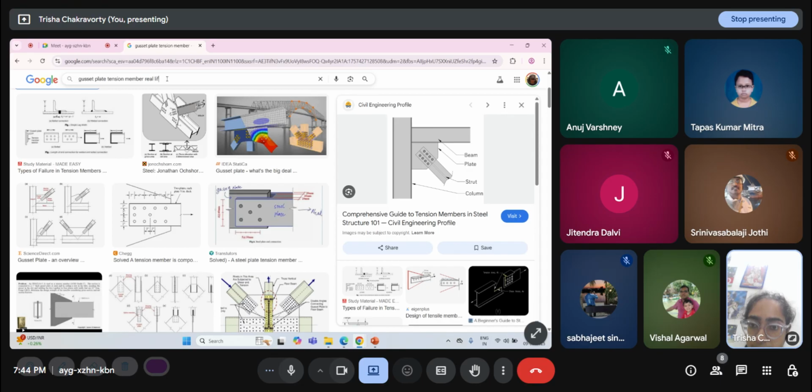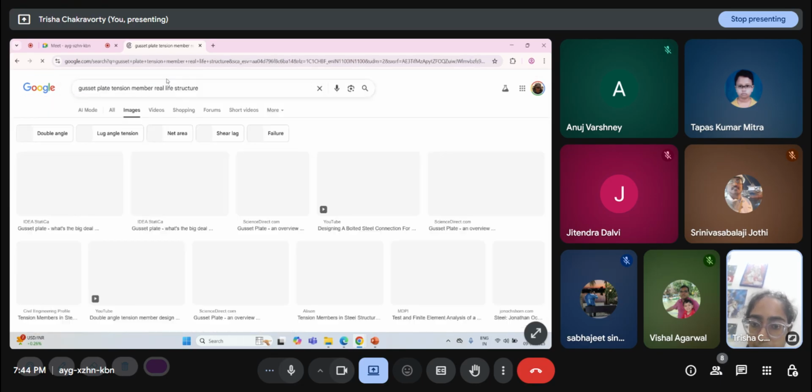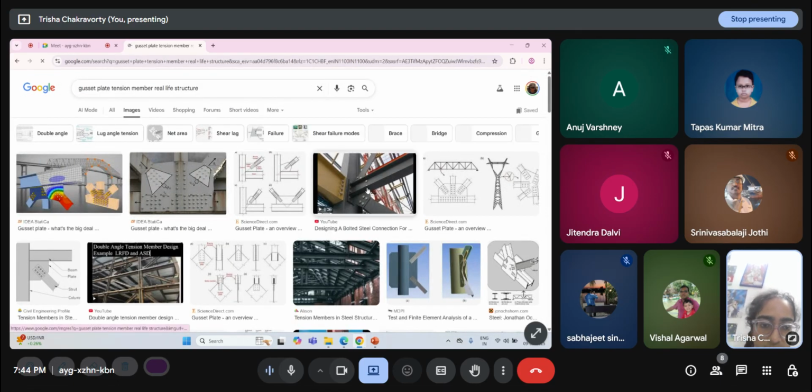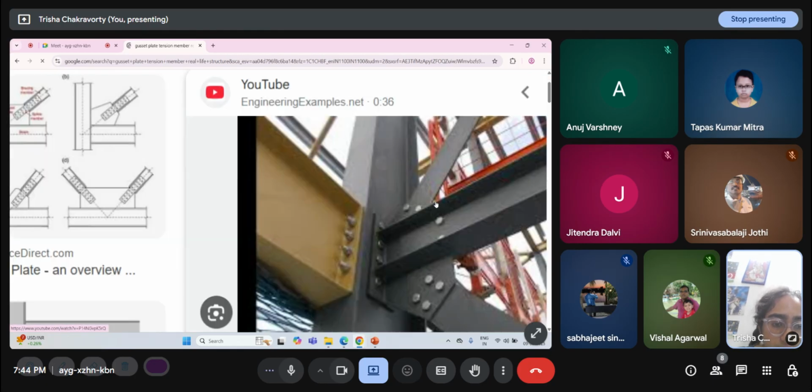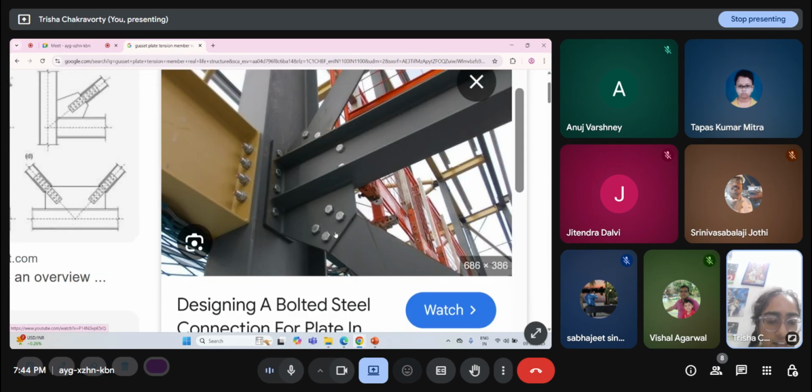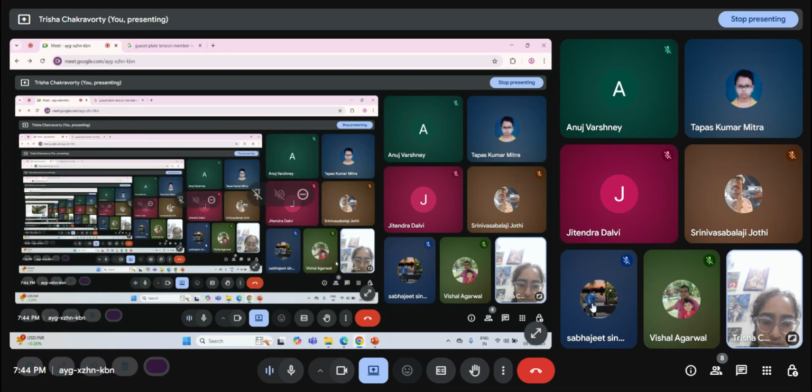Let's see. So this is an actual bridge. This is a gusset plate. In any structure, any billboard or railway overbridge, if you go and see, you will find these kinds of plates. It is bolted to this, to that, and to this. So the column, the beam, and the struts are all being connected via the gusset plate. That was just for visualization.